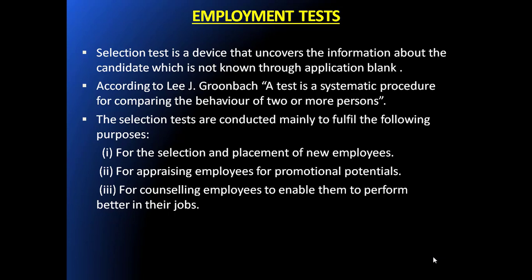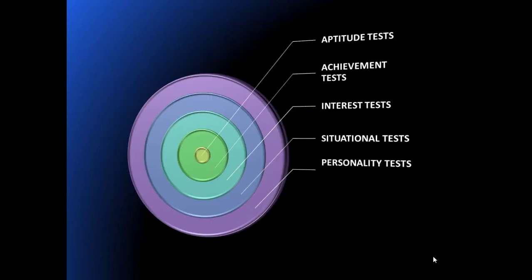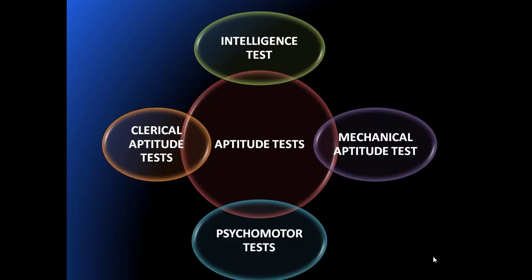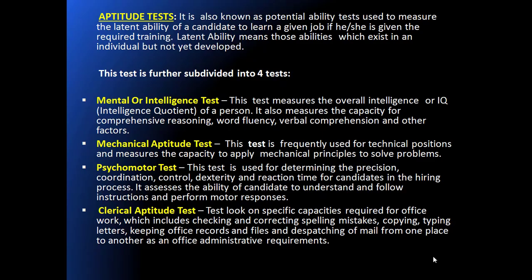The types of employment tests or selection tests are aptitude tests, achievement tests, interest tests, situational tests, and personality tests. The aptitude test is further bifurcated into intelligence test, mechanical aptitude test, psychomotor test, and clerical aptitude test. Now let's understand this one by one.